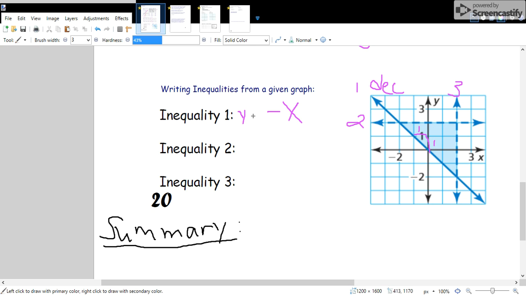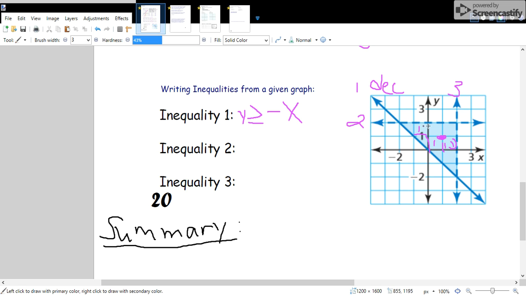Now to figure out if it's a greater than or less than symbol, let's check a point. Let's use this point right here, 1, 1. So is 1 what to -1? Greater or less than? It should be greater. Since this is a solid line, we're going to put a line underneath the greater than symbol.